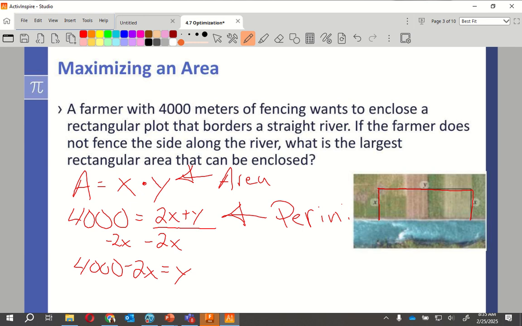Anyway, so perimeter. So we have two different formulas, so I'm substituting my perimeter into my area because I have to combine both the equations into one somehow to actually maximize it. Does that help? Vincent, is that what you were saying? Okay.